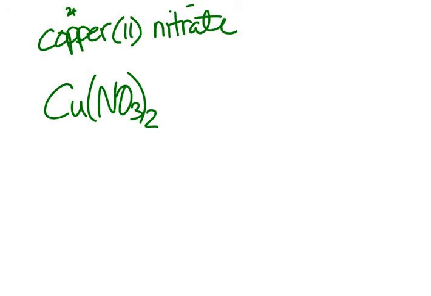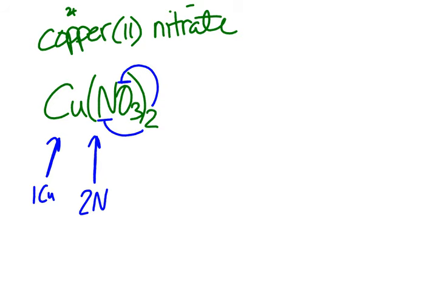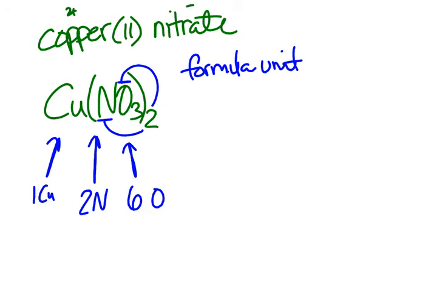So, what do I have here? I have, in this formula, 1 copper. I have 1 times 2, so 2 nitrogens. And oxygen, I have 3 per nitrate, but I have 2 nitrates, so I have a grand total of 6 oxygens. Let's space those out. 6 oxygen atoms. So 1 copper, 2 nitrogen, and 6 oxygen atoms in one, what we call a formula unit of copper nitrate, or copper 2 nitrate.